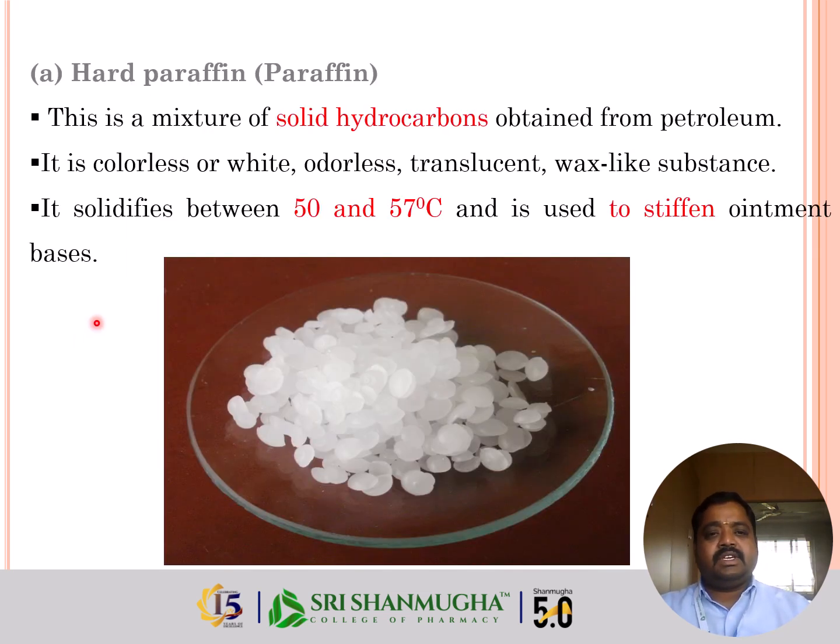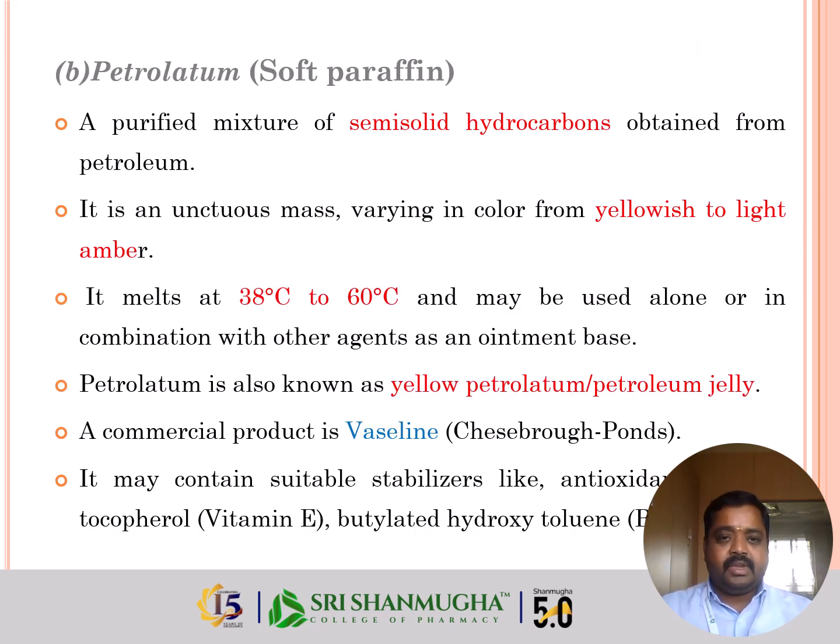So the first example is hard paraffin. It is one of the types of oleaginous bases. This is a mixture of solid hydrocarbons obtained from petroleum products. It is a colorless, white, waterless, translucent, wax-like substance. It solidifies between 50 degrees Celsius and 57 degrees Celsius. It is used to stiffen the ointment.